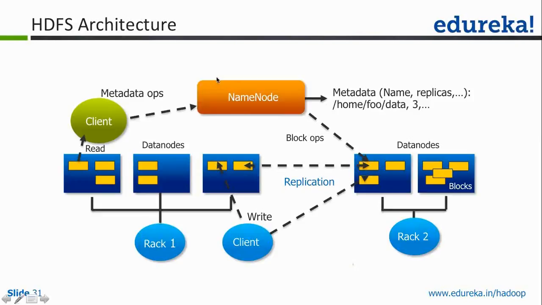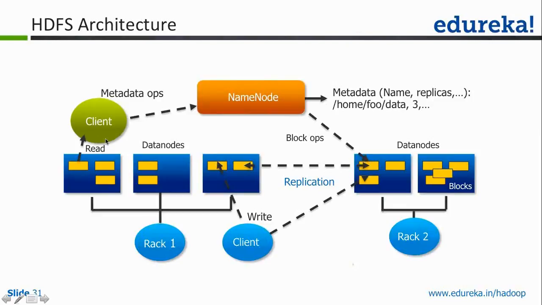What is metadata? Metadata is data about data. So things like where this data is stored, which blocks will have this data, the address of the data, file name, location, etc. are all metadata. So all the metadata operations happen on the name node. The name node stores the metadata only. It doesn't store the actual data anytime.